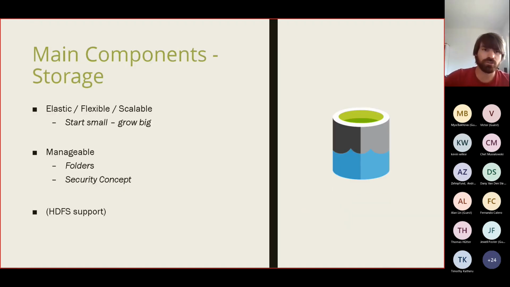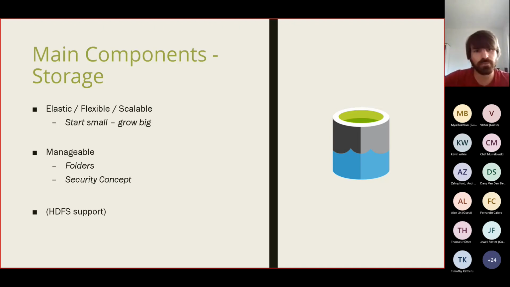Okay, so for the storage, again, start small, grow big. I mentioned it before. You only pay for what you're actually using, and that's one of the main reasons why building an analytics platform in the cloud or in Azure is so easy and low effort. For the storage, it's basically just provisioning a data lake store, and that's it. However, you still should consider some features that the storage should support.